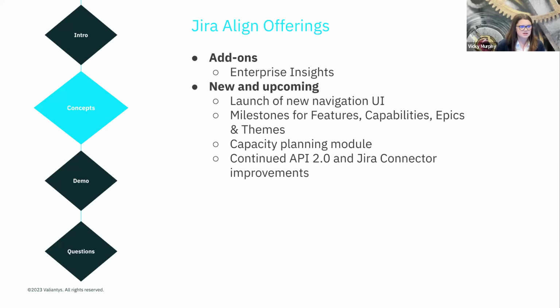We also have the introduction of milestones for most of our work items that can be displayed on our roadmap view. We have a new capacity planning module, so we'll take a tour of that today. And Atlassian continues to make improvements to their API and their connector with Jira. So connecting Jira and Jira Align has become smoother, and we have more connectivity.